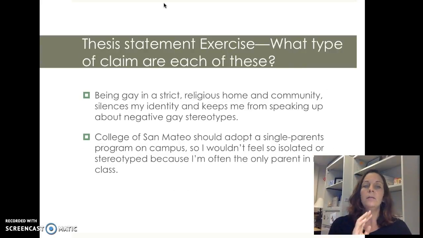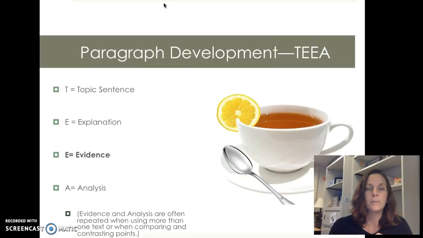And then so on your own, I want you to look at these two and see, like, can you figure out, based on the policy, fact, and value claims, which one each of these are. So see if you can test yourself and see which claim each of these are. And if you can start identifying those on your own, that would be good.